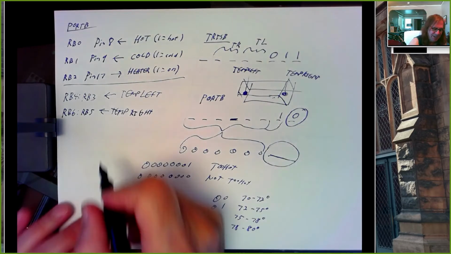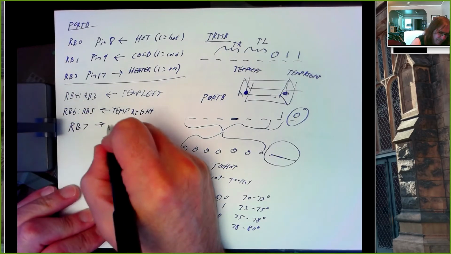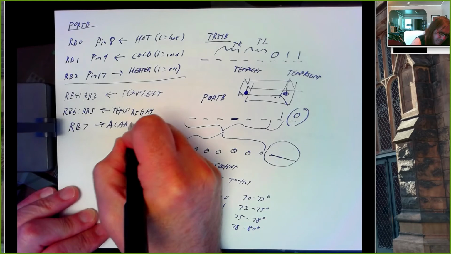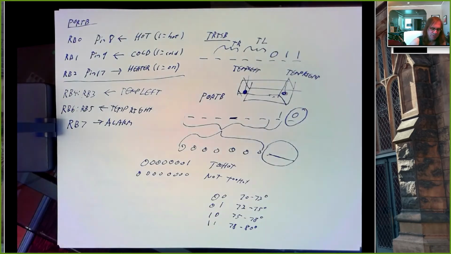And we're also going to have an alarm. That's going to be this last bit of port B. If we write a 1 to that bit, some alarm will turn on. And it'll ping our phone or something.